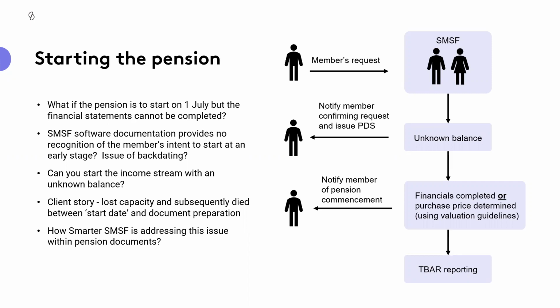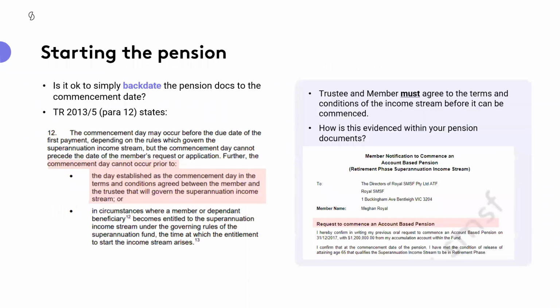Now, when the financials are completed, or there's a purchase price that may be determined using the valuation guidelines that would satisfy the requirements of reporting that pension for TBAR purposes, there would be a formal notification of the pension commencement at that point in time. So it's a two-step process that will enable the commencement of the income stream. And then what would naturally follow is for you to look at that TBAR reporting requirement.